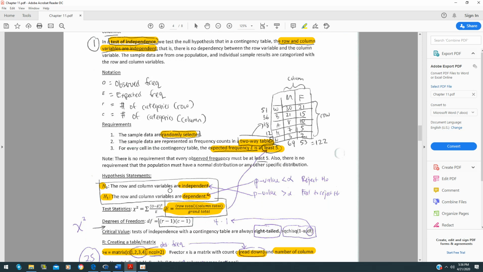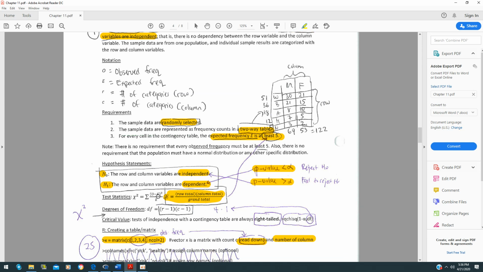The hypothesis statement is very straightforward. H0 is that the row and column variables are independent. H1 is that the row and column variables are dependent. When you do your hypothesis testing, if the p-value is less than alpha, then you state that the row and column variables are dependent. If your p-value is greater than alpha, then you fail to reject H0, meaning you accept the statement of H0, that the row and column variables are independent.